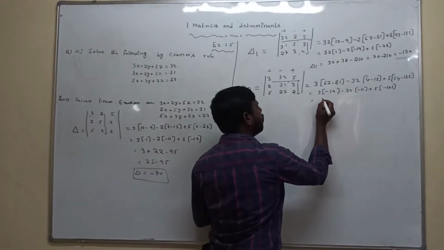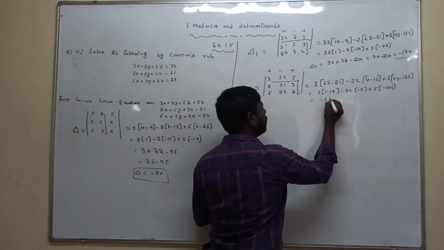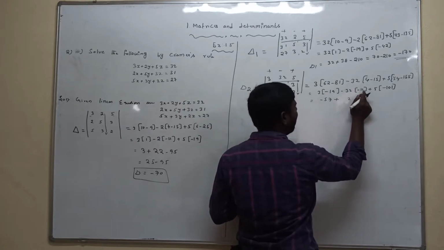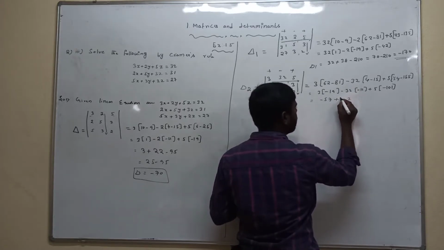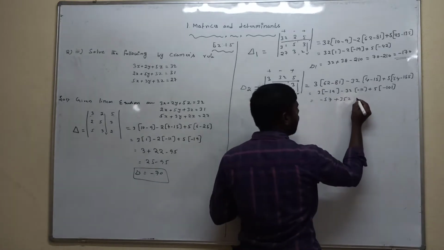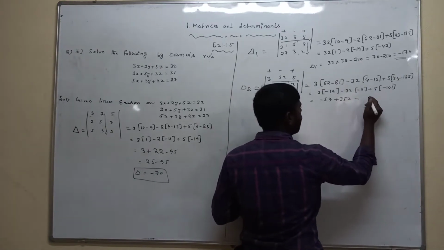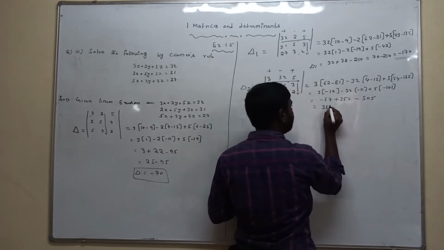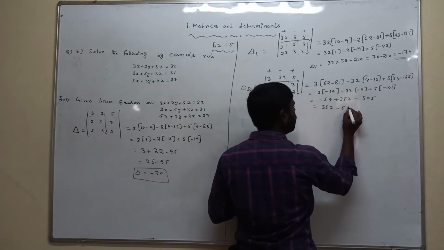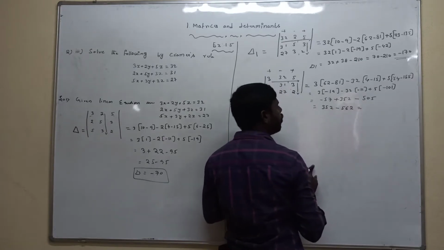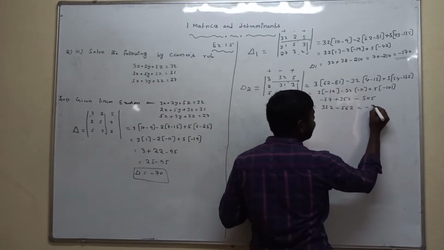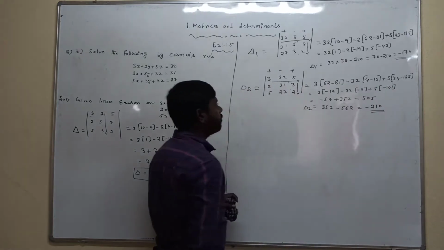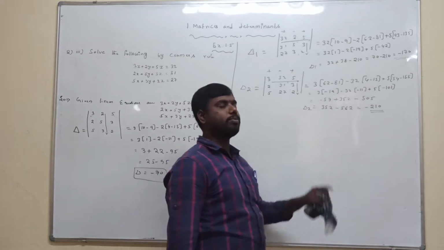So now 3 into minus 19, that value is minus 57. Minus into minus plus 32 into 11, that is 352. Plus into minus, minus 5 into 101, that value is minus 505. So 352 minus 562, that value is minus 210. That is the delta 2 value. Delta 1 value is minus 170, delta 2 value is minus 210.